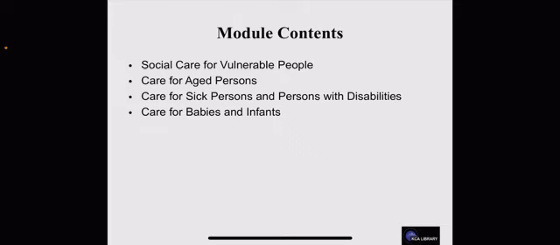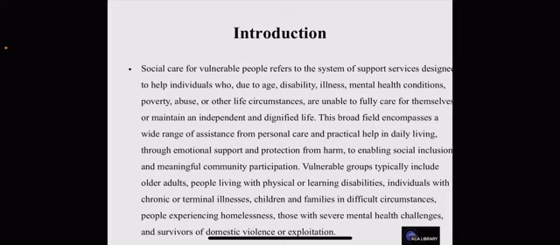So the contents of the module, we have social care for vulnerable people. Who are the vulnerable people? We'll define that, we'll justify that to some appreciable extent. And then we'll move on to the care for aged persons. Then move to care for sick persons and persons with disabilities. Then we move to care for babies and infants. So it is going to be a guide on how to care for these vulnerable people in the society.